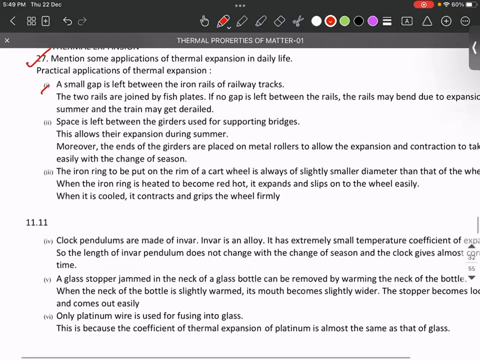Similarly, I'll just tell you which one you can understand better. The rim of the cart wheel is also made slightly smaller in diameter so that when it is fitted, you can give it some space to expand. Actually, that is the experiment I wanted to show. The apparatus is coming. I'll see if it is working. I'll show it tomorrow.